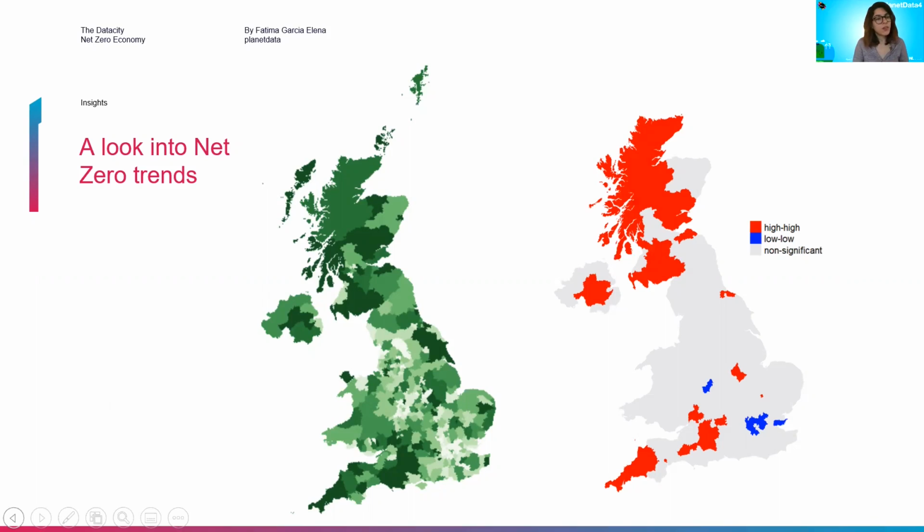And then the map on the right basically reinforces this conclusion, as it shows statistically significant hotspots of net zero activity. This means that the concentration of net zero companies is statistically significant. And we can see how Scotland and local authorities in Scotland have a very high concentration of net zero companies, same as companies in Cornwall and the whole southwest area of the UK. But basically, this is giving us a very interesting insight of what are the spatial patterns of the net zero economy in the UK.